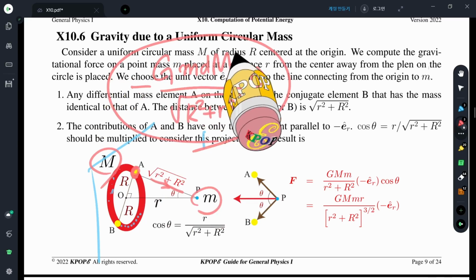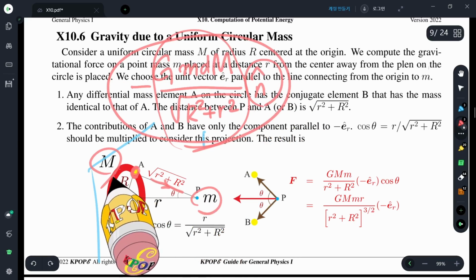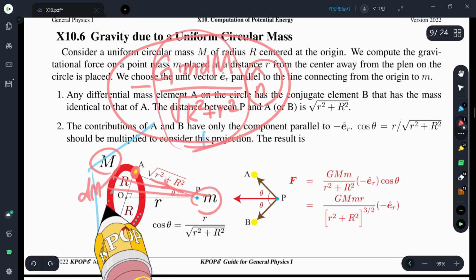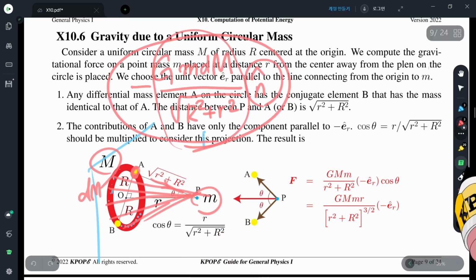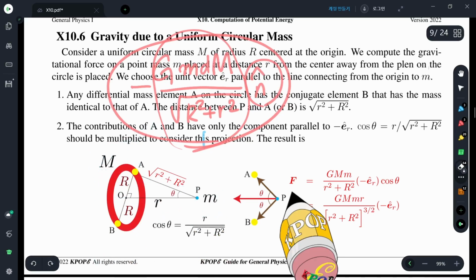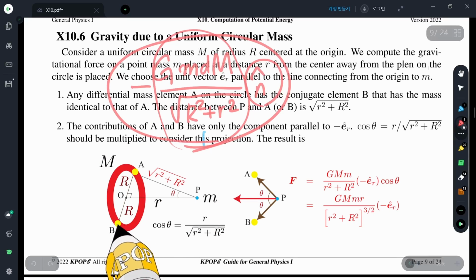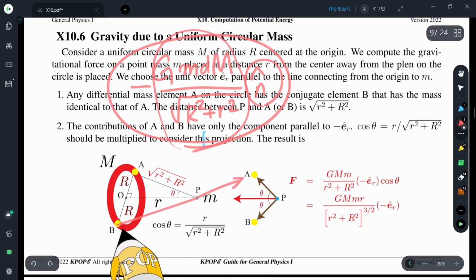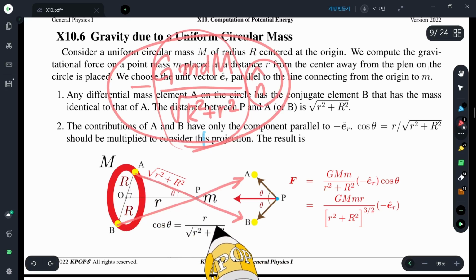This magnitude is always the same. However, this vector depends on the position of the small dm. As dm varies, it is a little bit complicated. However, they can always be decomposed into this central force. The force must be along this way, and this opposite one applies the same magnitude of force in this way.